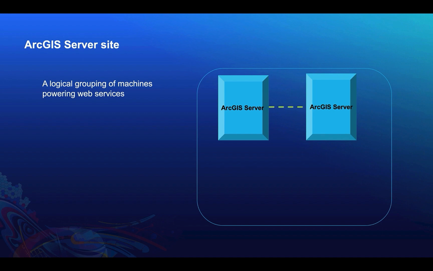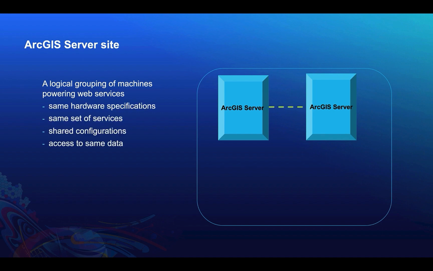An ArcGIS Server site is the logical grouping of machines powering web services. These machines have the same hardware specifications, the same set of services, shared configurations, and have access to the same data. So you have this two-machine or two-node site here, and as you can see, the ArcGIS Server machines read from and write to shared configurations.